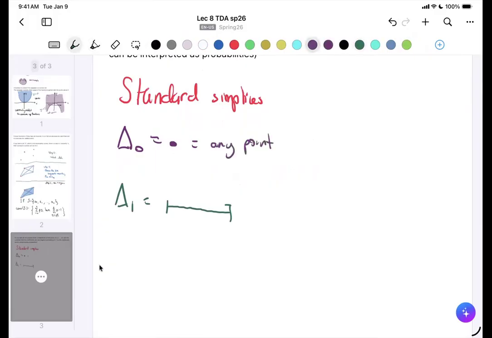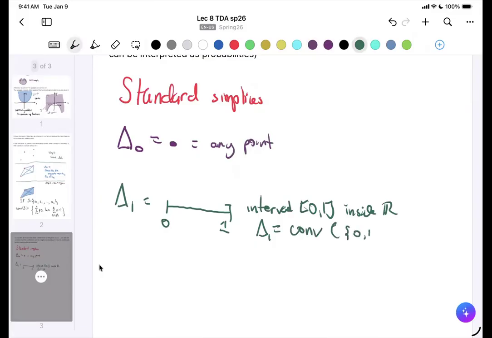But it starts getting interesting once you have at least another point, because then the next standard simplex corresponds to the interval 0, 1, the interval 0, 1 inside R. In the terminology I'm using, you can think of it as the convex hull of 0 and 1. So delta 1 was the convex hull of the set {0, 1}.